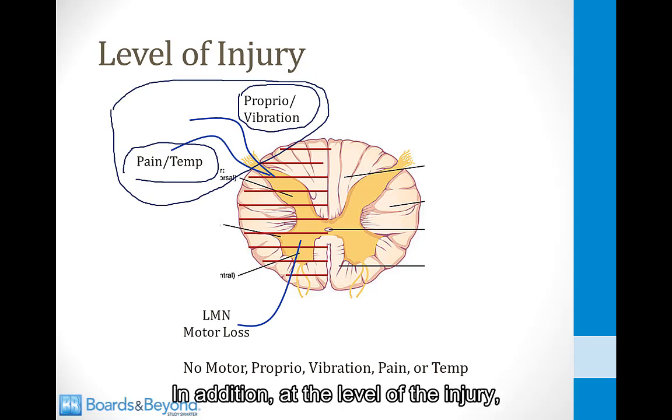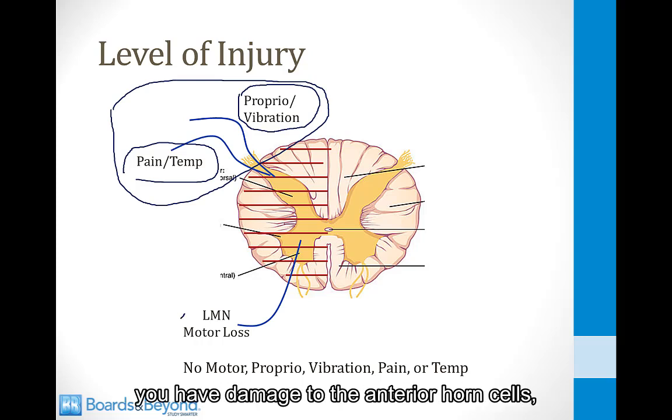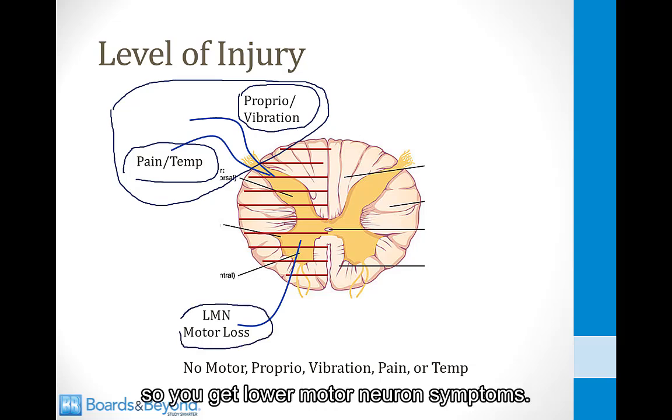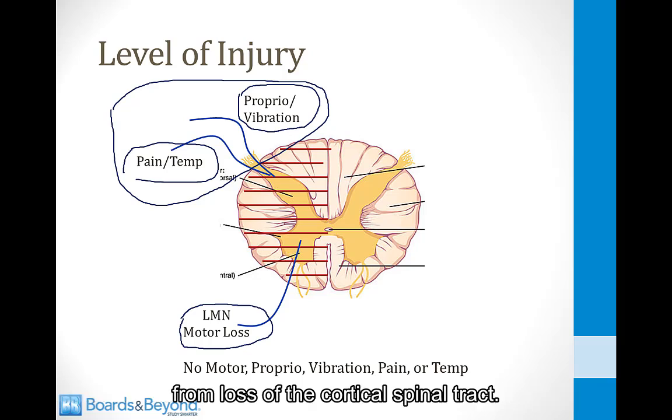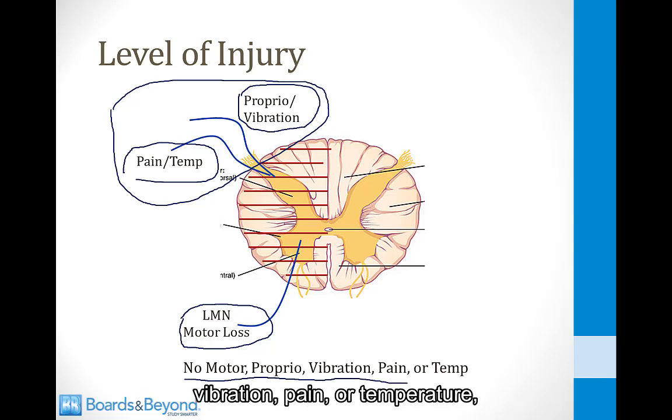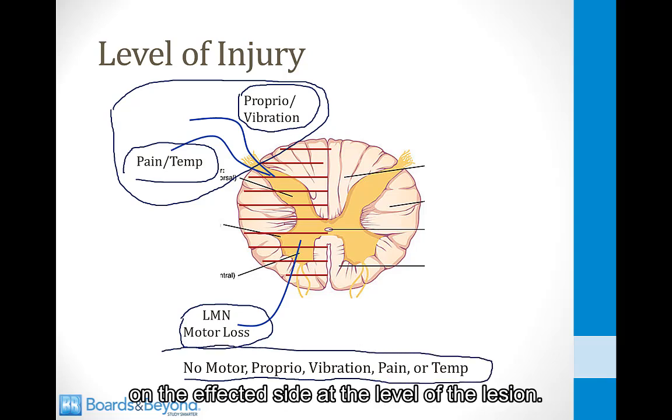In addition, at the level of the injury, you have damage to the anterior horn cells, so you get lower motor neuron symptoms. Below the lesion, you will have upper motor neuron symptoms from loss of the corticospinal tract. Thus, what I've summarized at the bottom is what happens: no motor, proprioception, vibration, pain, or temperature on the affected side at the level of the lesion.